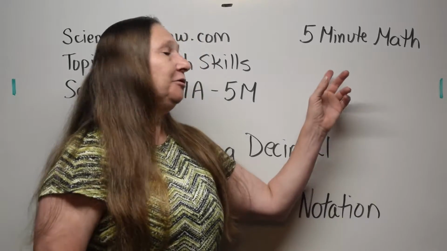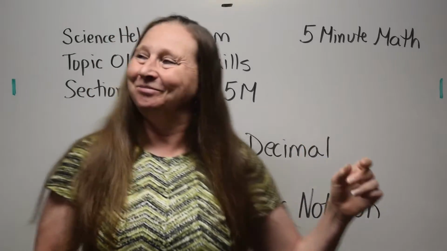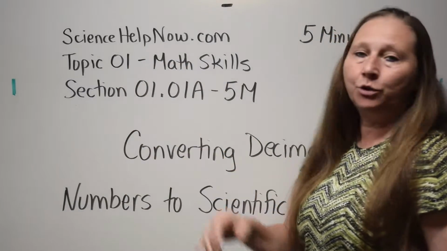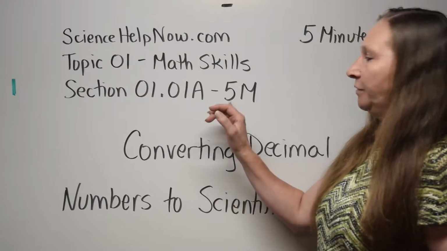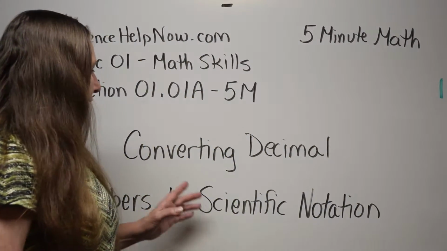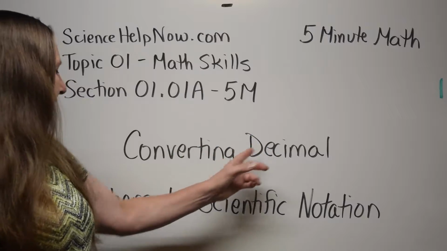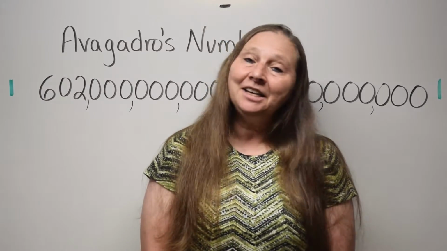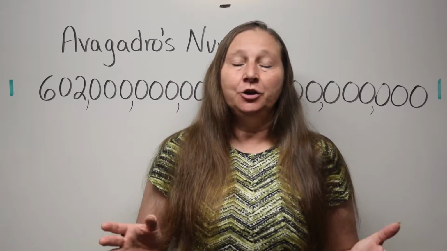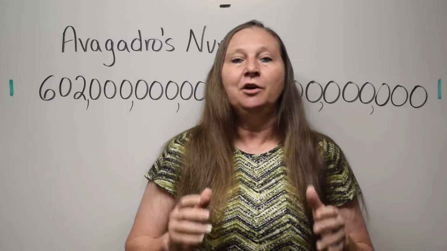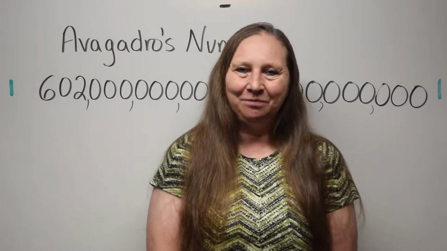Here we are with a 5-minute math lesson. The topic is math skills. This is section 1.1a of the 5-minute math series. Today, I'll be talking about how to convert decimal numbers to scientific notation. Scientific notation is needed to make very big numbers and very small numbers faster and easier to write.